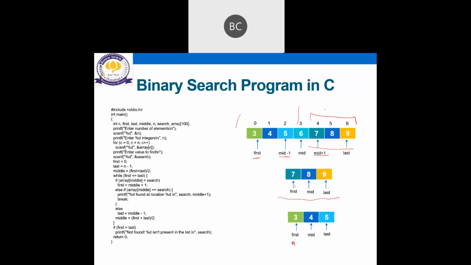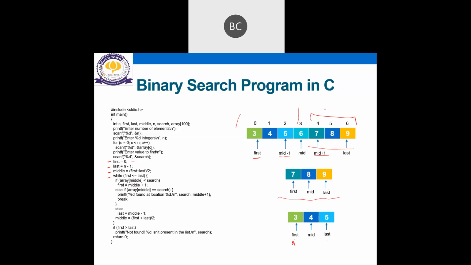So if you see the program here, first it takes the number input. Here we are setting first equal to 0 and last equal to n minus 1. These are the indexes. Then we also find the middle value: middle is equal to first plus last divided by 2. Now we will check while first is less than or equal to last.